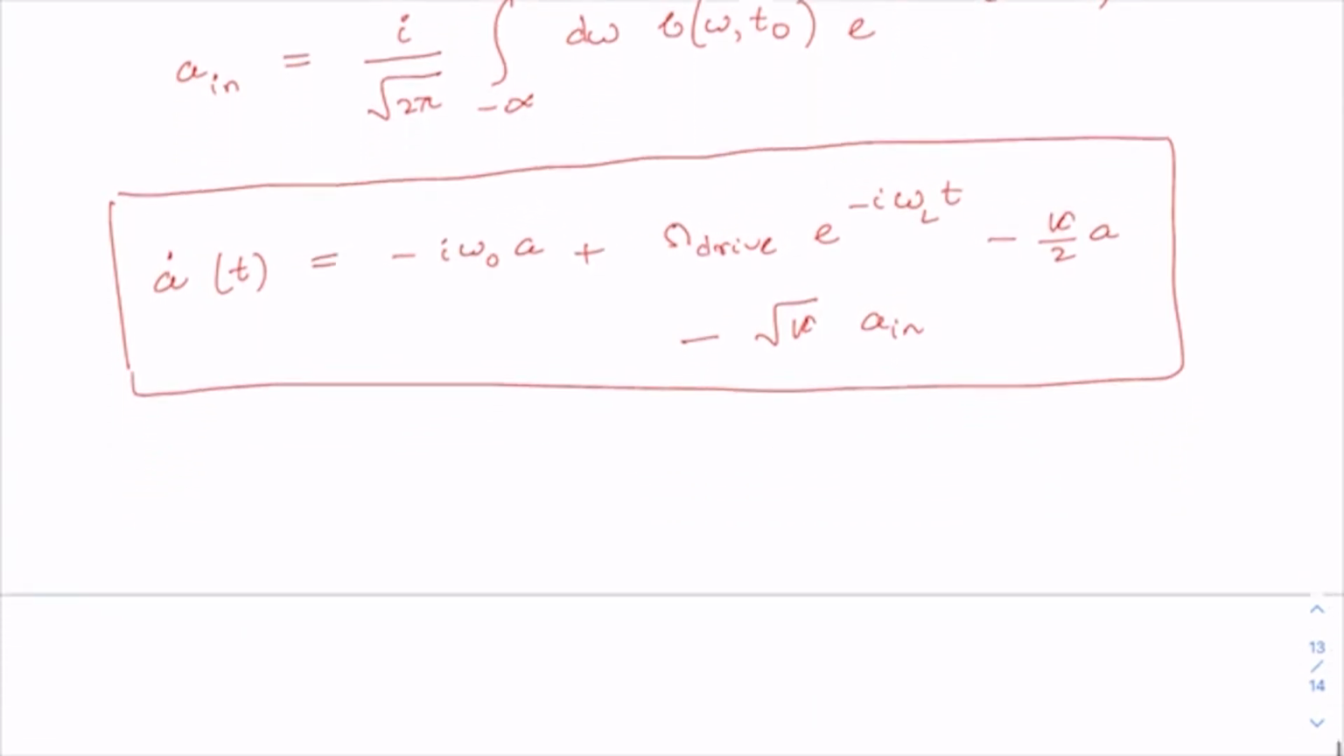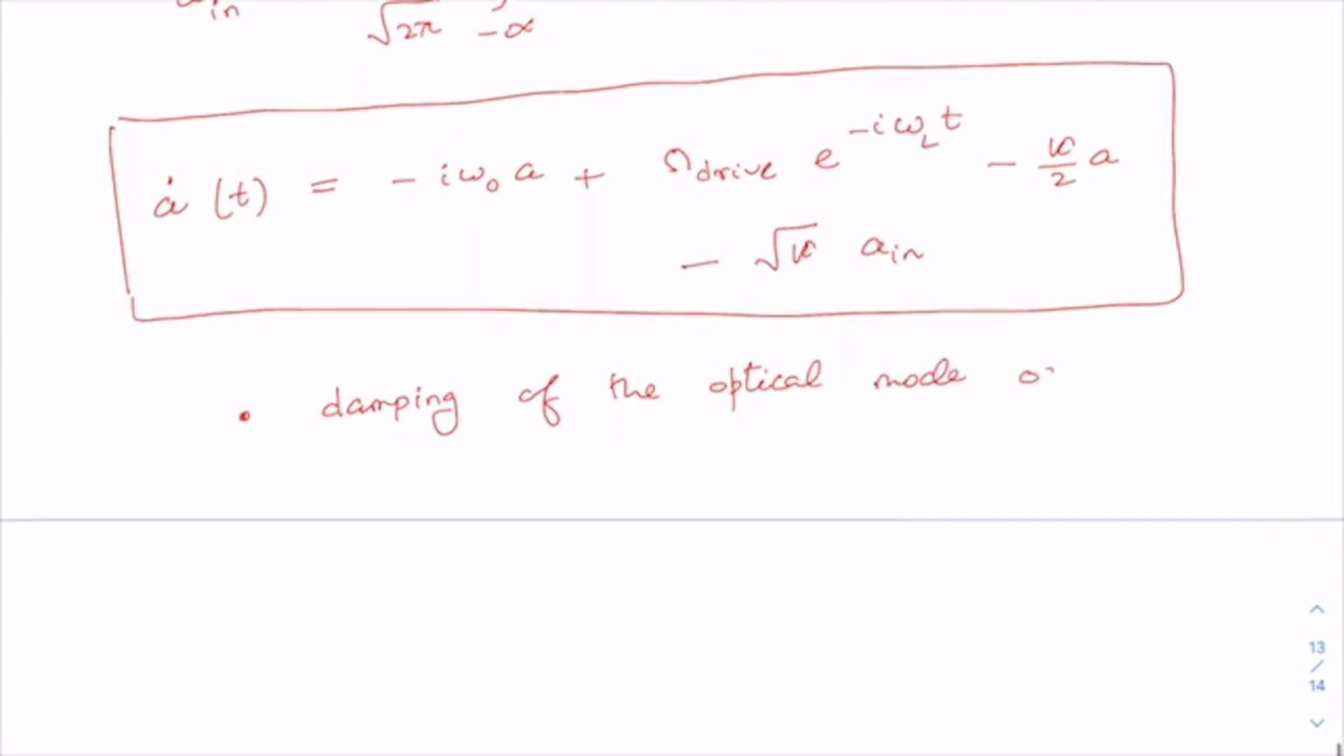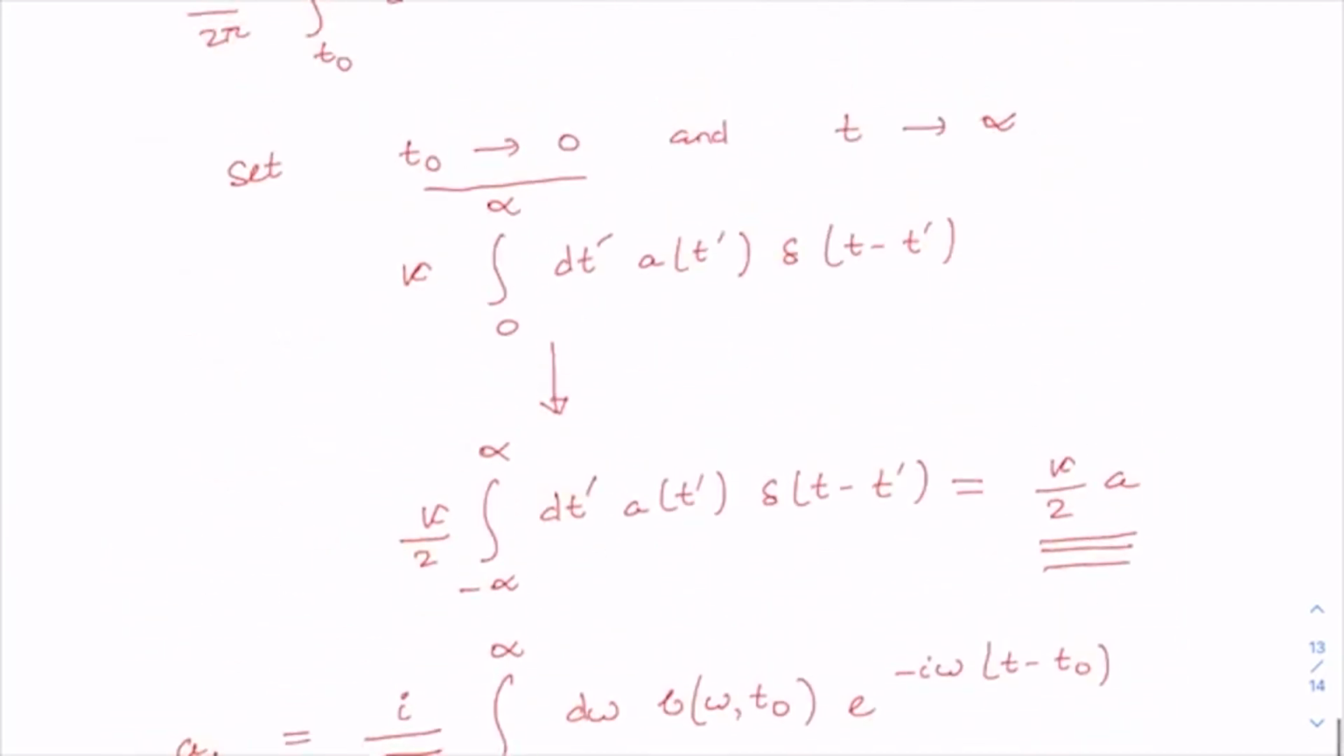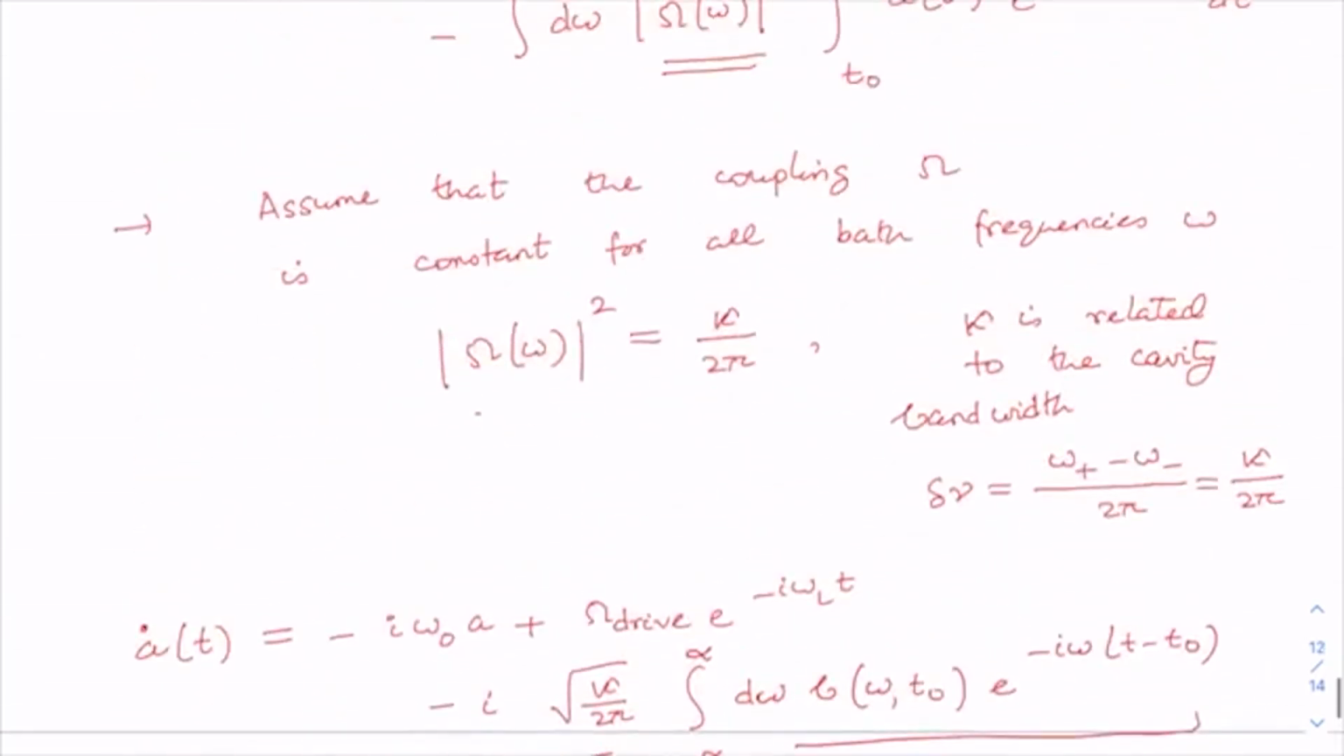Clearly from this equation, as you can see, the damping of the optical mode occurs at the rate kappa by 2, or in other words, the corresponding energy loss occurs at the rate kappa, which is the expected behavior of a cavity oscillator. And this is one of the reasons why we have identified this particular term as this.